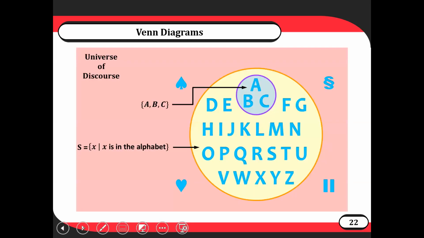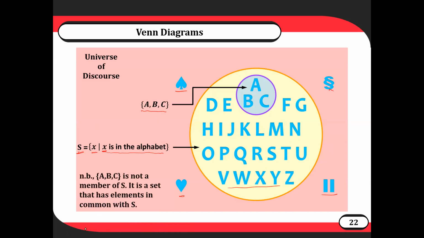Okay, so this is an example of a Venn diagram. The universe of discourse is all of these symbols plus everything in here and in here. So we have this set S, which is X, where X is in the alphabet. X is a variable, not the letter X. It's a variable that contains these letters. And this is a set as well. But one thing we should take note of: ABC is not a member of S. This set ABC is not a member of this set. They just happen to be two sets that are sharing some elements.